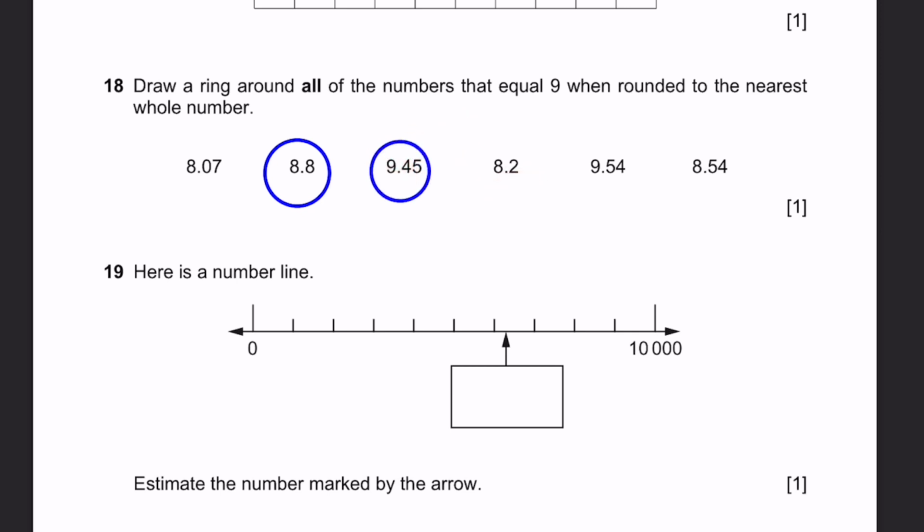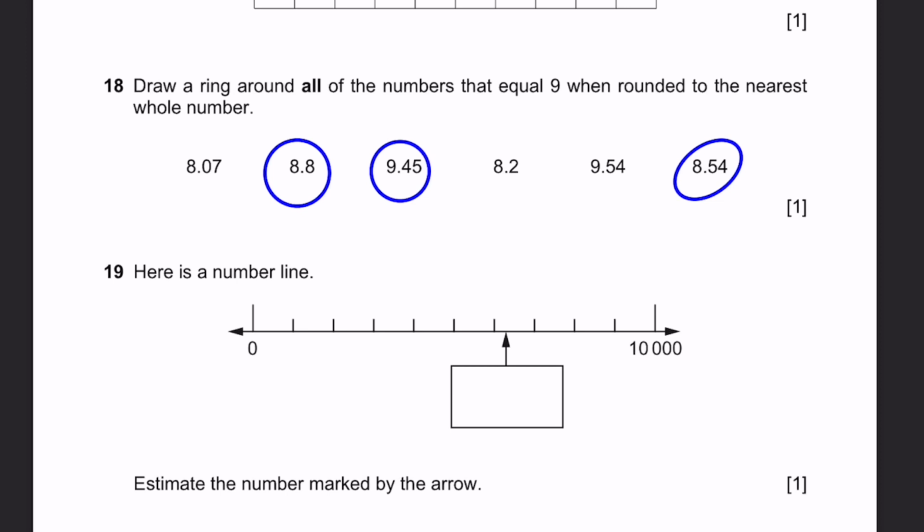8.2, this will round down because 2 is less than 5, so it goes down to 8, that doesn't count. 9.54, this is greater than or equal to 5, or it's just equal to 5 in this case, that's why it'll round up to 10. 8.54, this is greater than or equal to 5, so it'll round up to 9, and that is the third number. That's the answer.